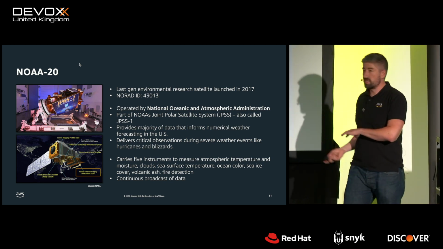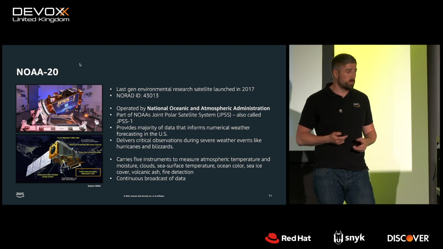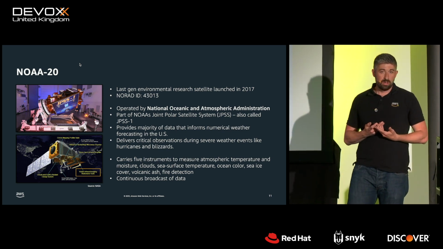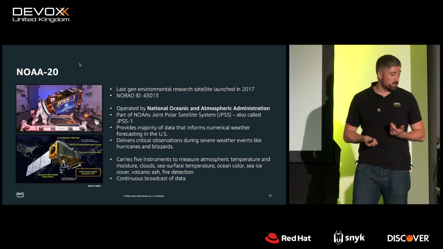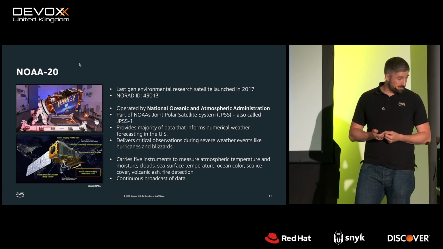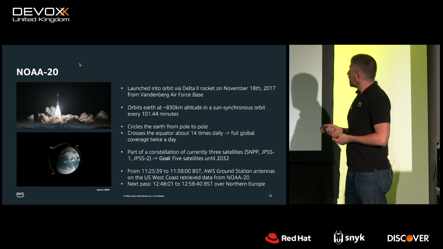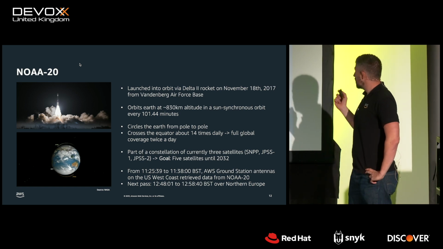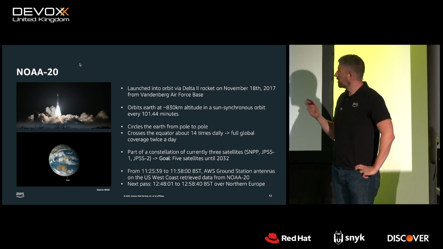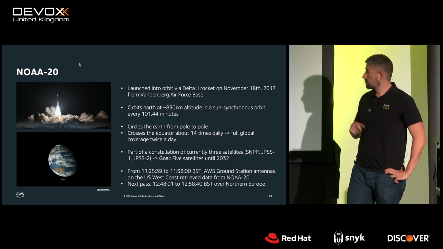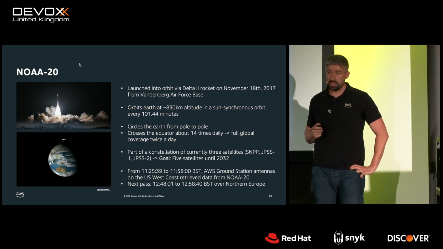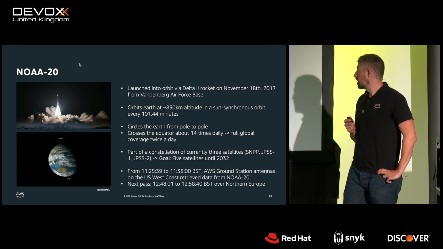There are others that track ozone and other parameters, but we are going to look at the readout of the radiometer. And then it continuously broadcasts the data to Earth. It was launched, as I said, in November 2017 from Vandenberg Air Force Base in, I believe, California. That is a picture of the actual launch. I think this is quite a cool picture. I wanted to include it.